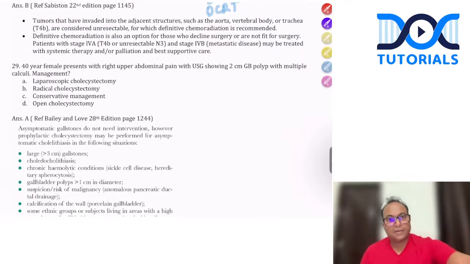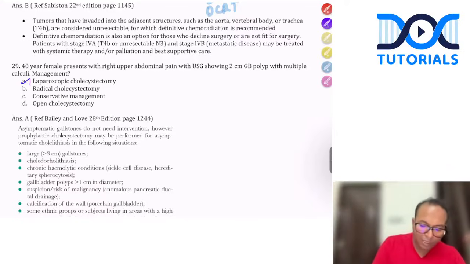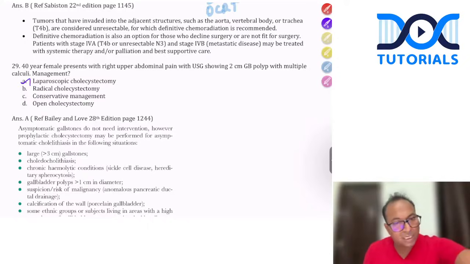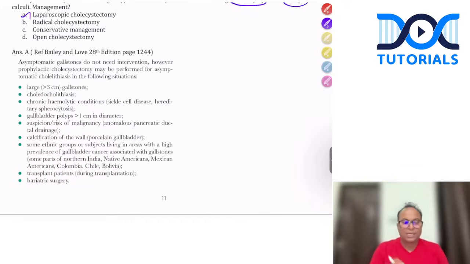A 40-year-old female presented with right upper abdominal pain, ultrasound showing a 2 centimeter polyp. I'm sure you all would have had no doubt in this. Answer is laparoscopic cholecystectomy only. So we have to go for laparoscopic cholecystectomy in this case because this polyp itself is 2 centimeter, and polyp with a stone is another indication. I have put the table as such from Bailey and Love.